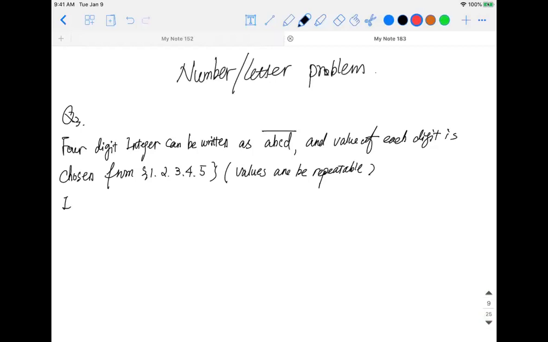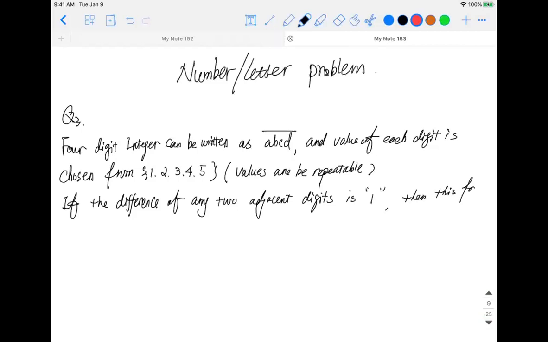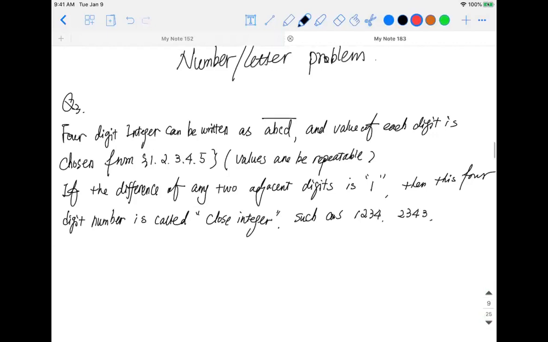If the difference of any two adjacent digits is 1, then this 4-digit number is called a close integer. Such as, I'll give an example, 1, 2, 3, 4, or 2, 3, 4, 5, or 2, 3, 4, 3, or 2, 2, 3 as well, right?